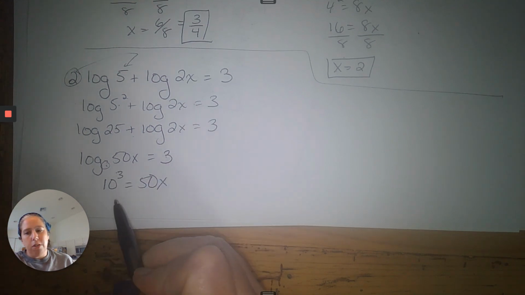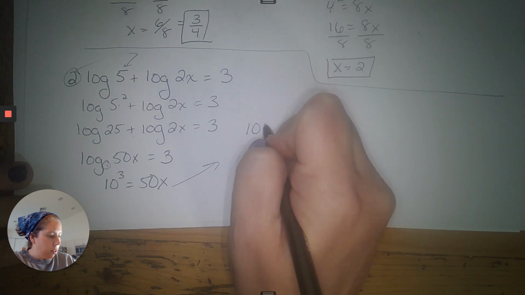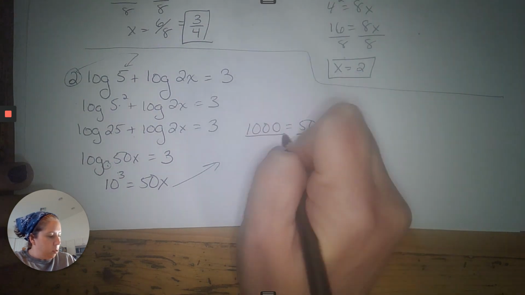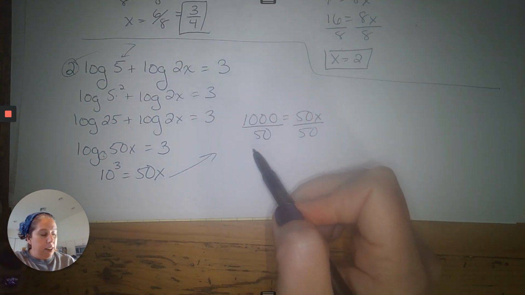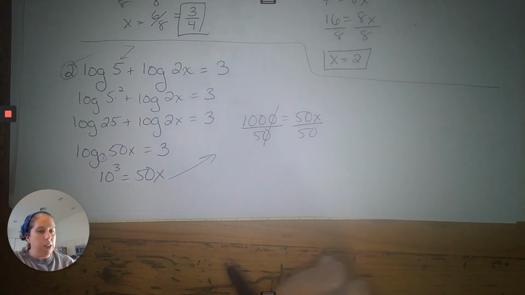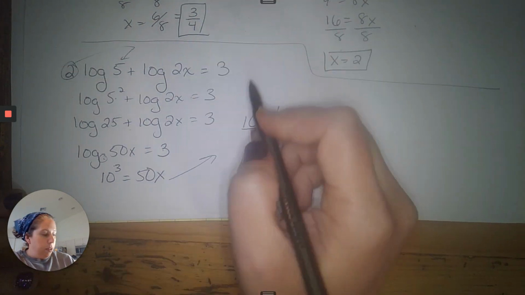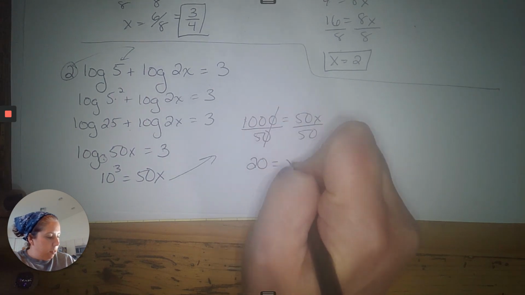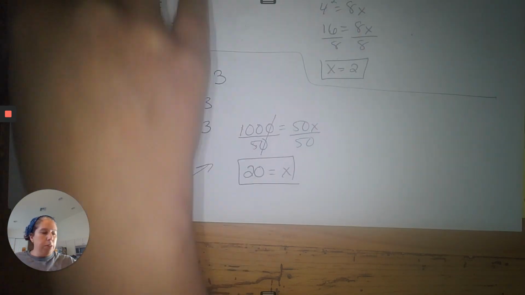Okay, be careful, 10 to the third is not 30. 10 to the third is 1,000. It's got 3 zeros. Then we're going to divide both sides by 50. So you need to do 1,000 divided by 50. The easiest way to do it, guys, you can cross out as many zeros on the top as the bottom. Okay, and then just divide this. So 5 goes into 10 twice. 5 does not go into 0, so x is 20. Yay!